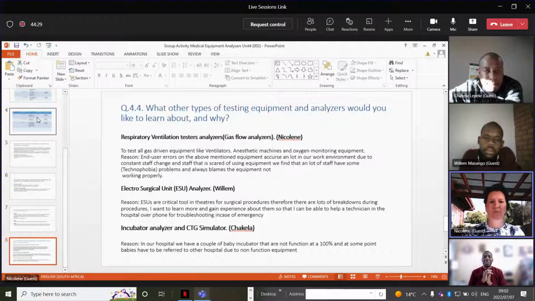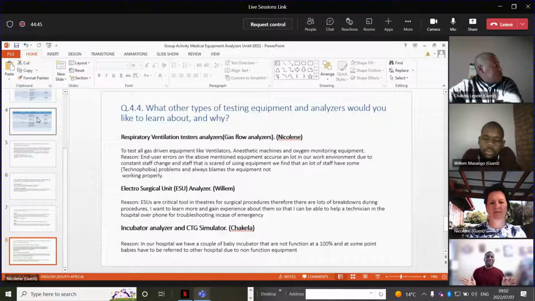With the electrosurgery or electrosurgical unit, we also have the analyzer in the university, but we don't have the unit to test it on. So we're busy making arrangements to do that. Once we are able to finalize that, we will also upload and give you access, because it's part of what we are covering in this training.